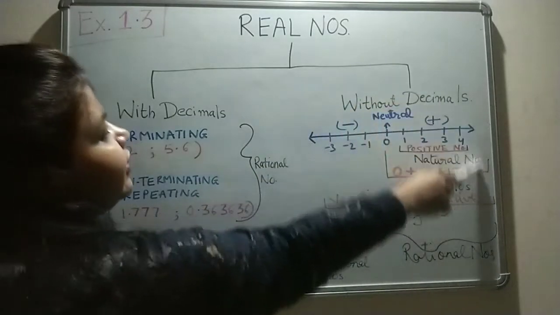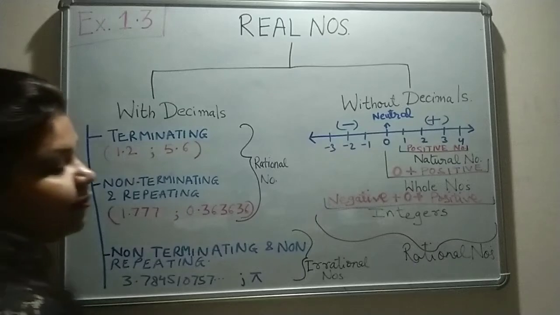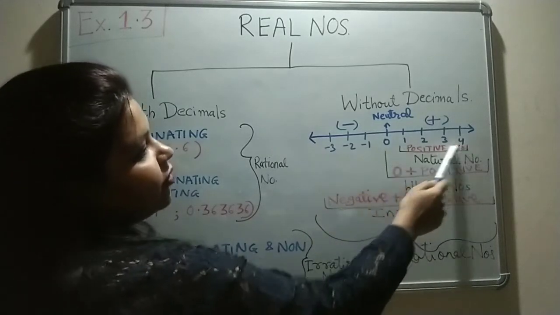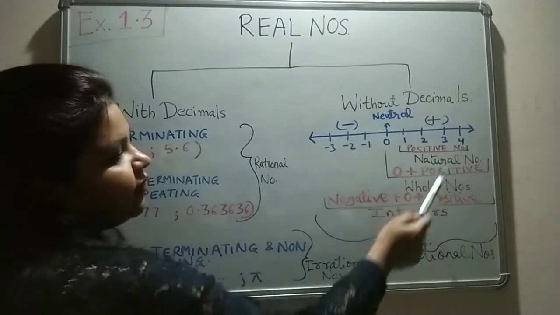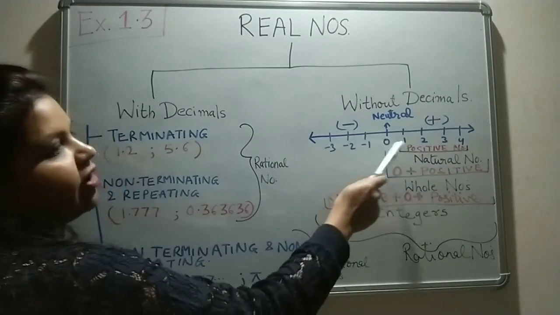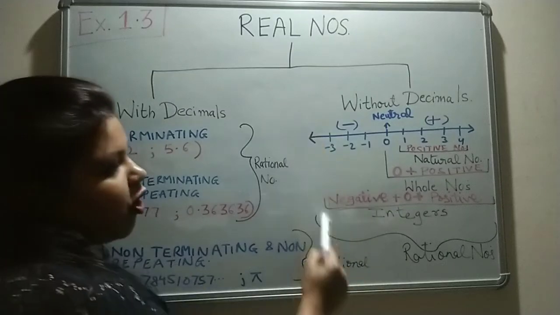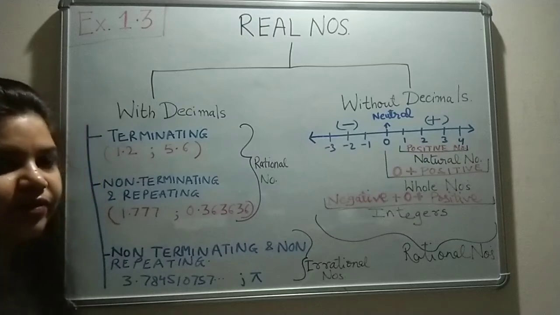All these without decimals are part of rational numbers, which I told you earlier while solving exercise 1.1. This set of positive numbers will be the natural numbers. Now from 0 to positive numbers will be the whole numbers. Now negative numbers plus 0 plus positive numbers will be what? Integers. And all these numbers come under the category of rational numbers.